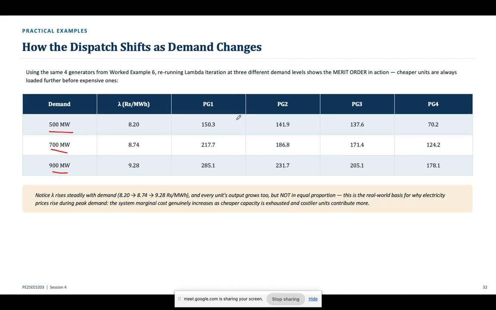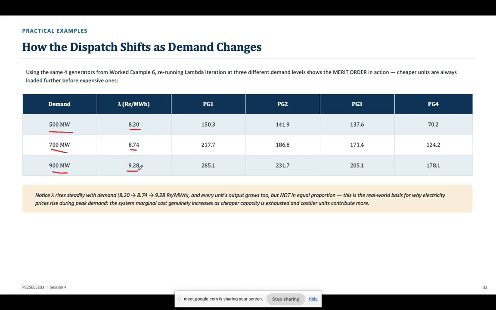So at 500 megawatt, as you can see, the lambda value is 8.20 rupees per megawatt hour, but at 700 it is 8.74, and at 900 it is 9.82. This upward movement of lambda is the numerical expression of increasing marginal system cost. As demand increases, the system must move further up the generators' incremental cost curves. The next megawatt therefore becomes progressively more expensive for us, isn't it?